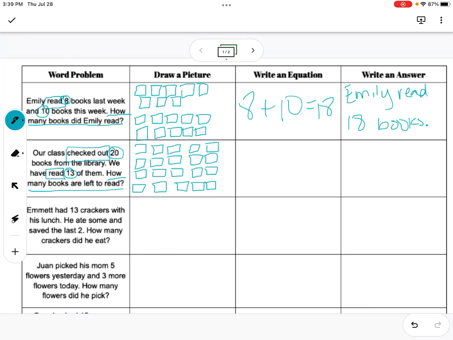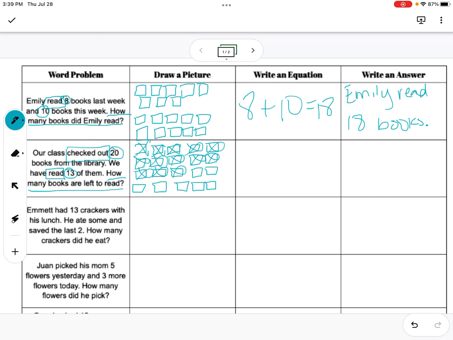So to show that, I'm going to cross them out. 1, 2, 3, 4, 5, 6, 7, 8, 9, 10, 11, 12, 13. So I've taken away 13. So then what's remaining is what we still have left to read.